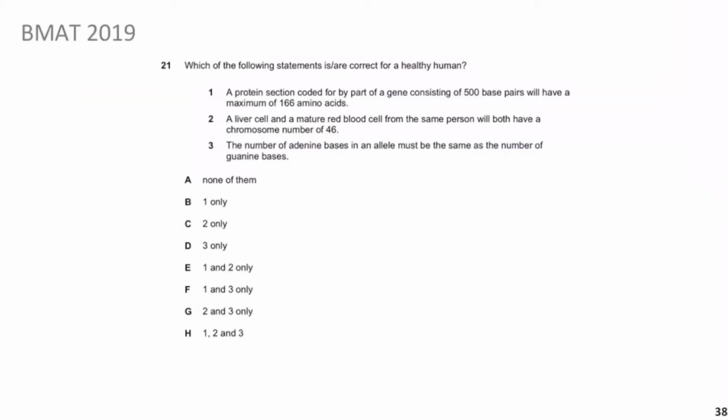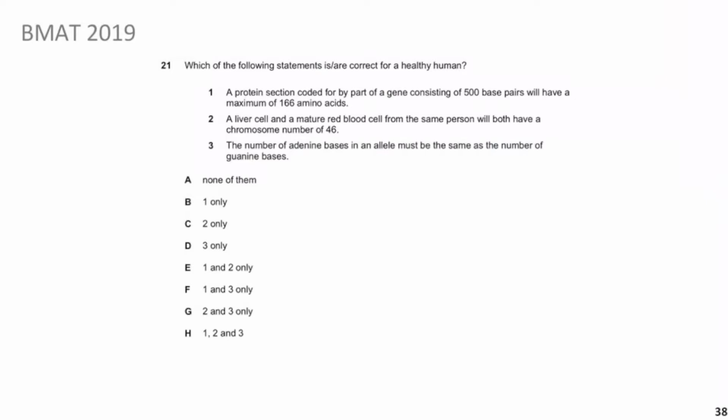So BMAT 2019, question 21 is the first of these. It says, which of the following statements is or are correct for a healthy human cell? So what I want you to do, guys, is pause the video, give it a minute, give it a go. I don't want to go through each of the individual points now because I would obviously be giving the question away. But if you're unsure, don't worry, guys. Just carry on watching and we'll go through the solution. But if you can, give yourself a minute and give it a go.